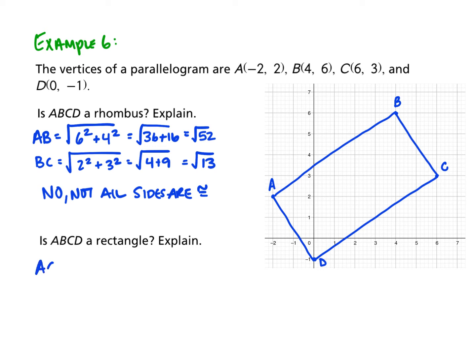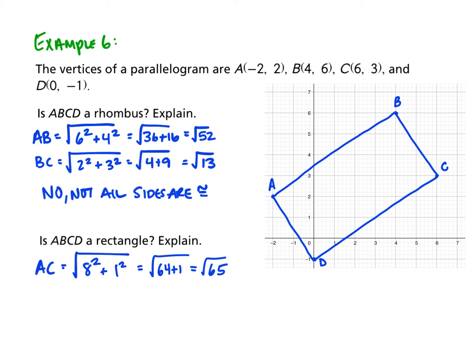First, I'm going to find the distance from A to C. So I look at A and I look at C, and I notice that their x-coordinates are negative 2 and positive 6. That's a difference of 8. So I'll have 8 squared there. Then I'll look at the y-coordinates for A and C, 2 and 3. That's only a difference of 1. So my distance from A to C is the square root of 8 squared plus 1 squared, which is the square root of 64 plus 1, which is the square root of 65. So from A over to C is the square root of 65.